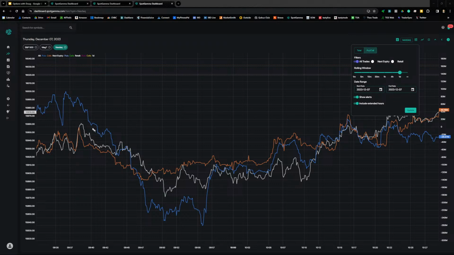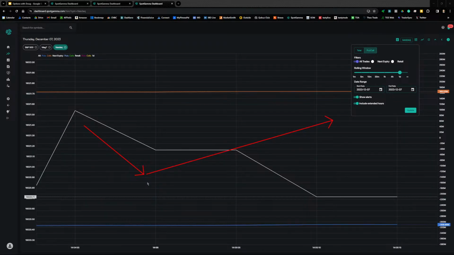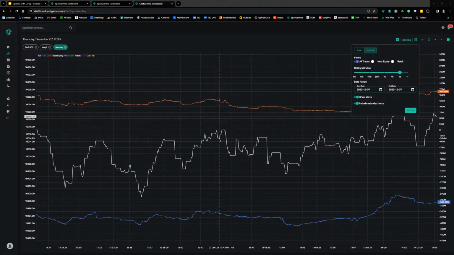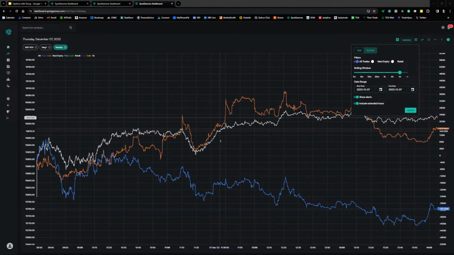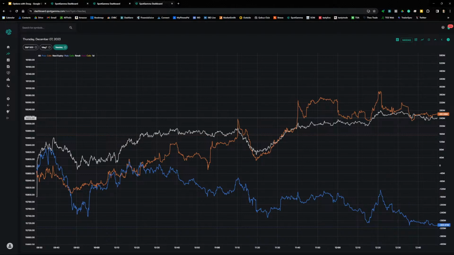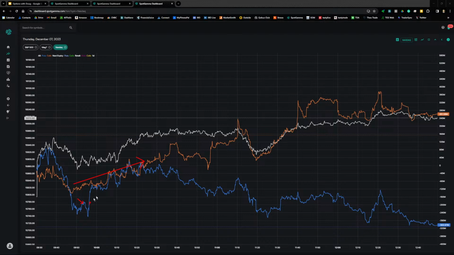Looking at the orange line, initially they were selling calls, and right around 9:47, 9:48, they started buying calls. They were also buying puts. Sorry about that. So they started buying calls, stopped buying puts, started selling puts. Both the blue line and orange line moving in the same direction, and price moves higher.